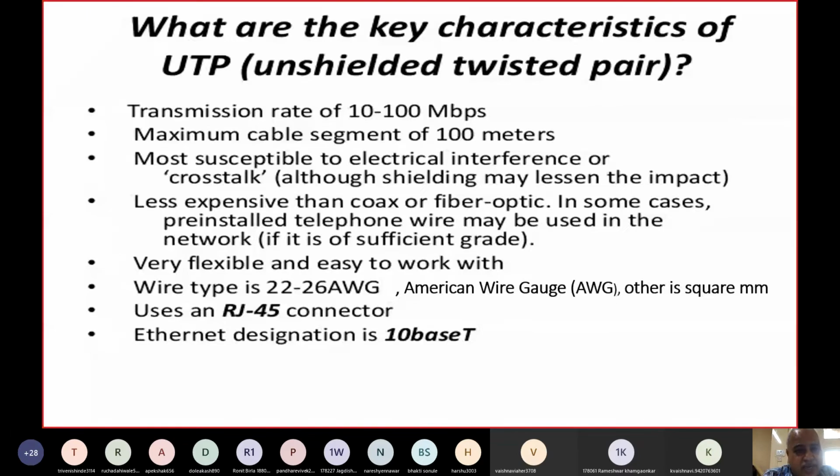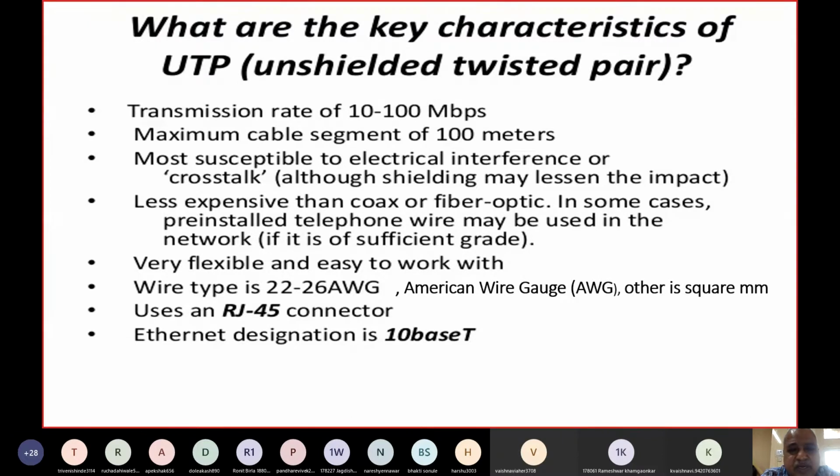Then other characteristics: transmission rate is 10 to 100 Mbps, and with improved UTP cabling, now this speed can jump up to Gbps. Maximum cable segment is about 100 meters. That means without any repeaters in between, you can use this particular cable for 100 meters.